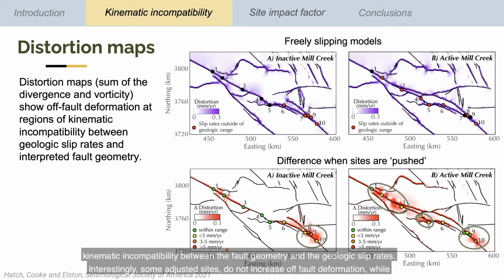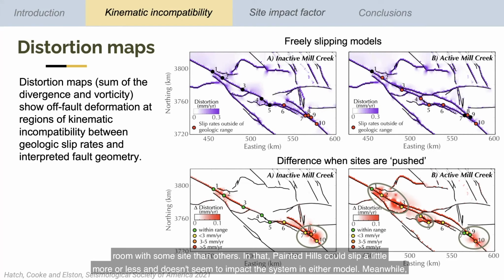Interestingly, some adjusted sites do not increase off-fault deformation, while others produce large off-fault distortion. The Painted Hill site, for example, even though it was adjusted, doesn't really make any significant distortion nearby in either model. In contrast, the sites along the San Bernardino, which also have small adjustment, produce significant distortion.